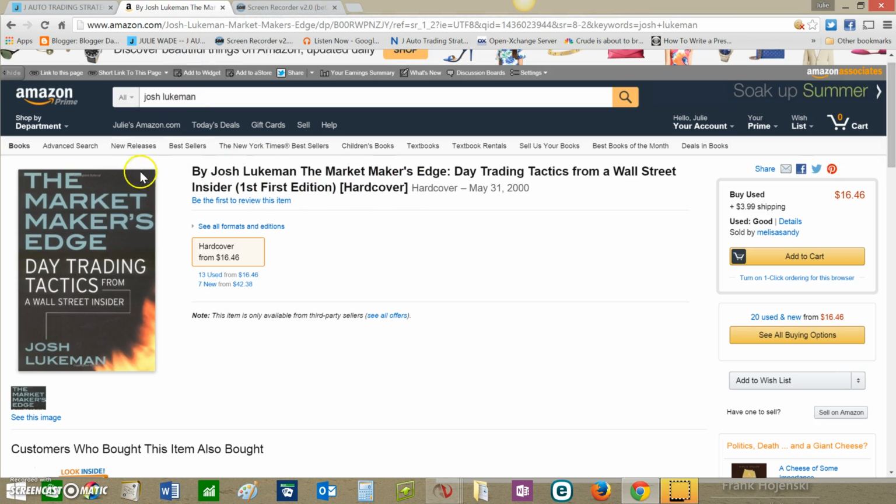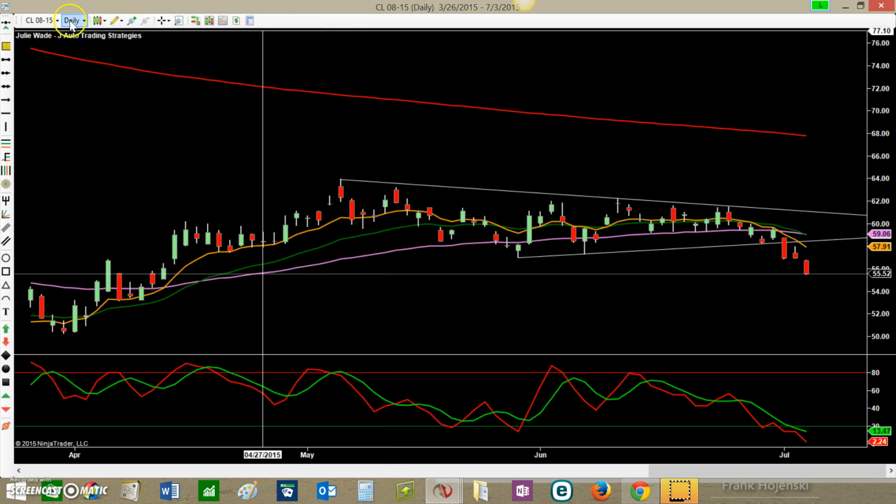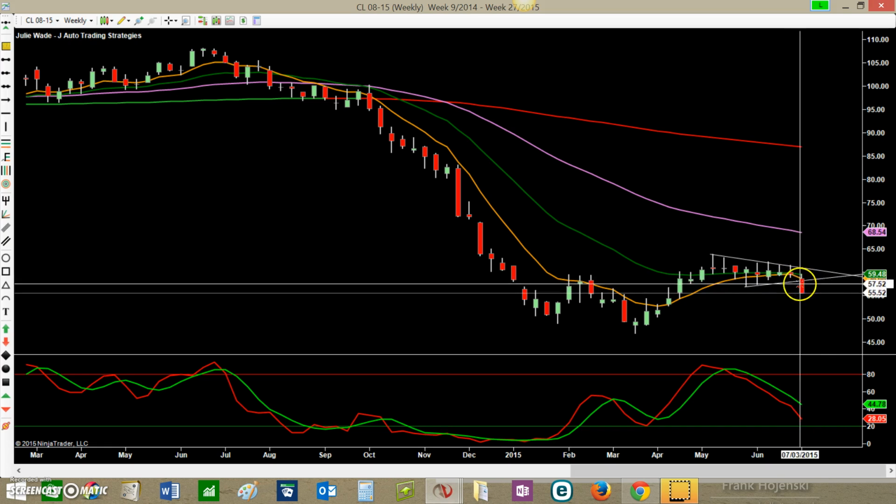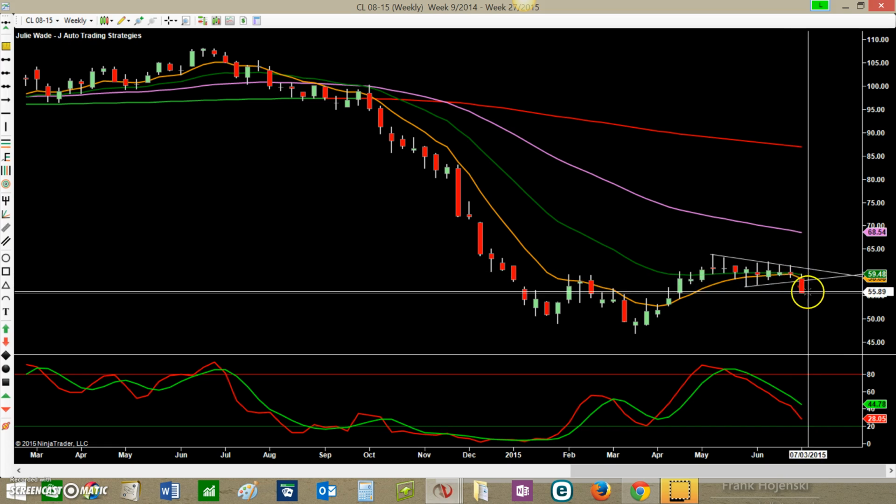The BloodHound template indicator is based off of the concept written by Josh Lukeman in his book, The Market Maker's Edge, Day Trading Tactics from a Wall Street Insider. And his observations for the most success a trader is likely to find intraday trading is first taken from the weekly chart. And you want to trade in the direction that price is moving from the 8 EMA.